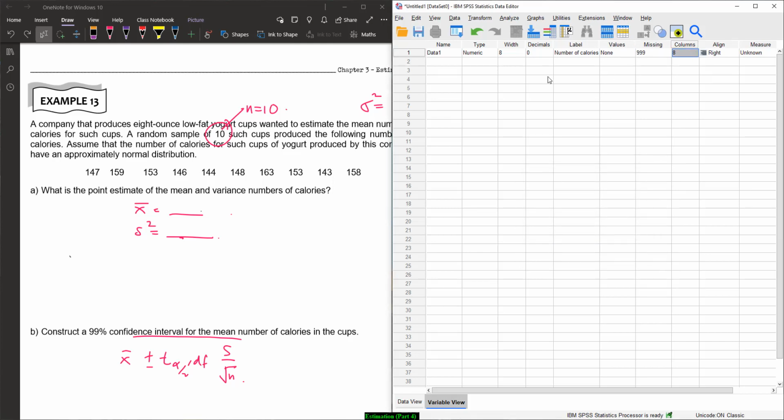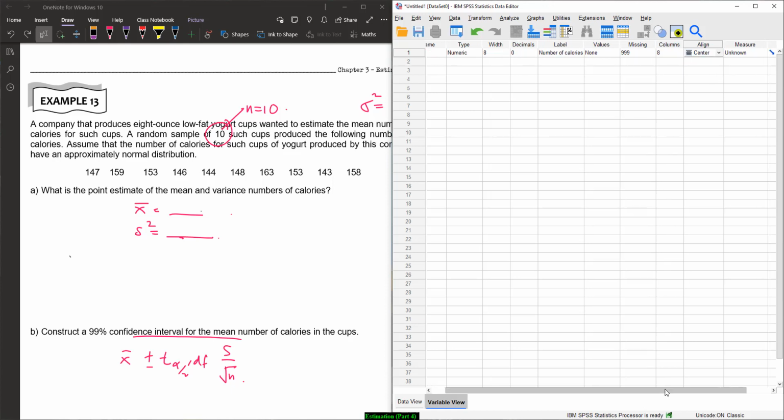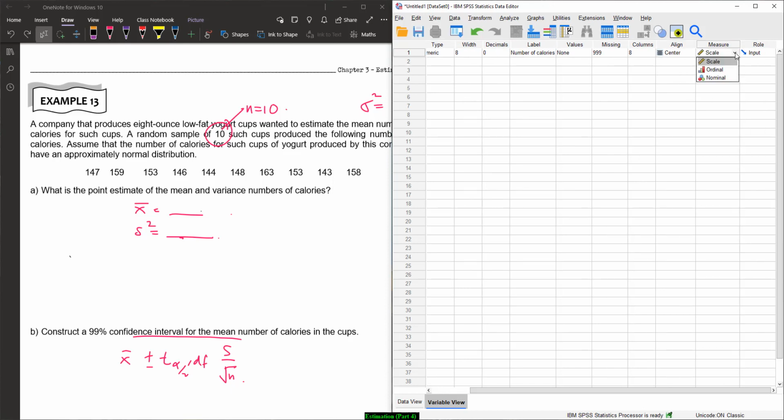Column means berapa width column tu. And align means whether you want the data to be on the left side, right, or center. I like the data to be center. And measure, we have 3 measures dekat sini: scale, ordinal, and nominal. If you understand, this is a numerical scale. In numerical scale, we have 2 types of scale of measurement, which is interval and ratio. In SPSS, it sums up these 2 scales, interval and ratio, as a scale. So dia letak dua-dua ni sebagai scale.